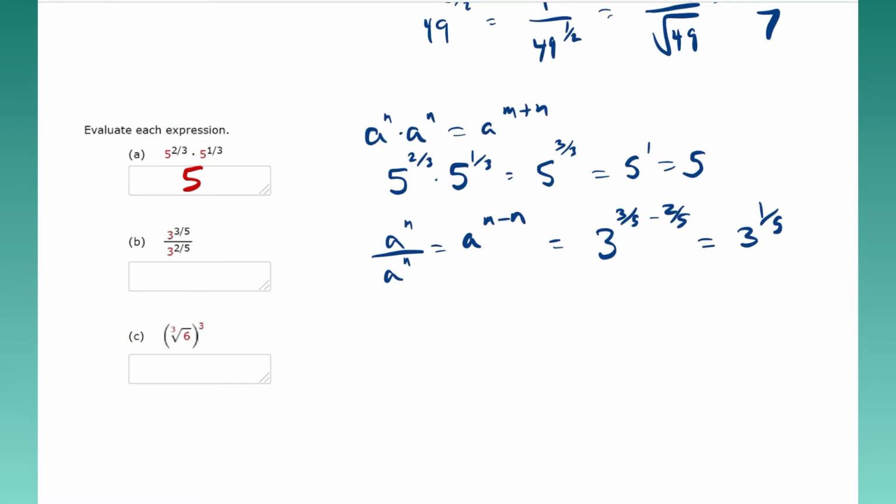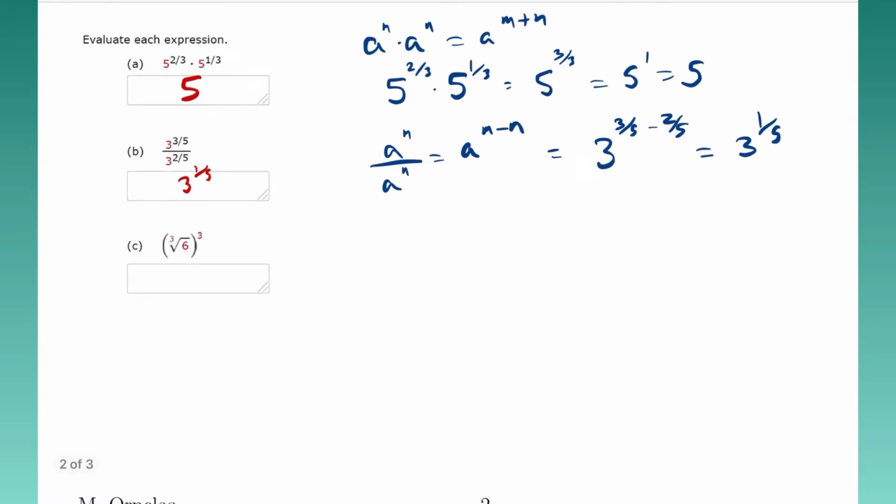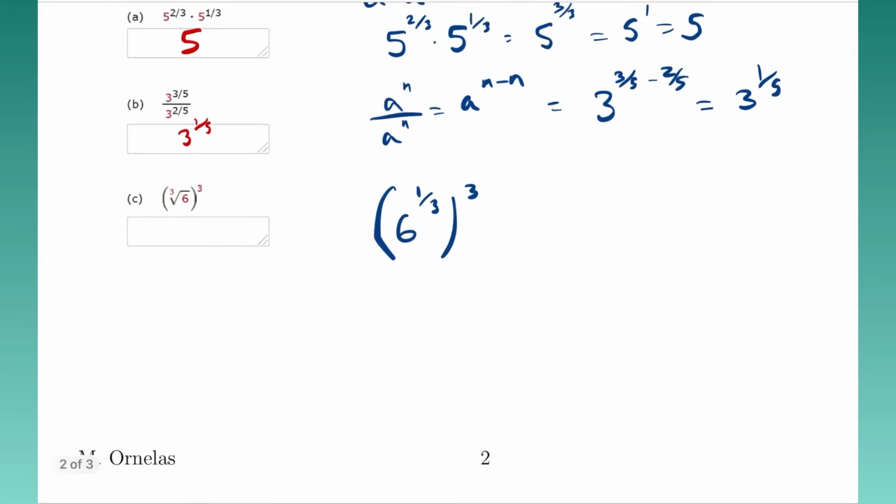All right, the next example. First thing we should do is convert that radical into a rational exponent. So the cube root of 6 can be written as 6 to the 1/3. And then you still have that exponent of 3 on the outside. So the inside part is 6 to the 1/3, and then you still have the third power on the outside.